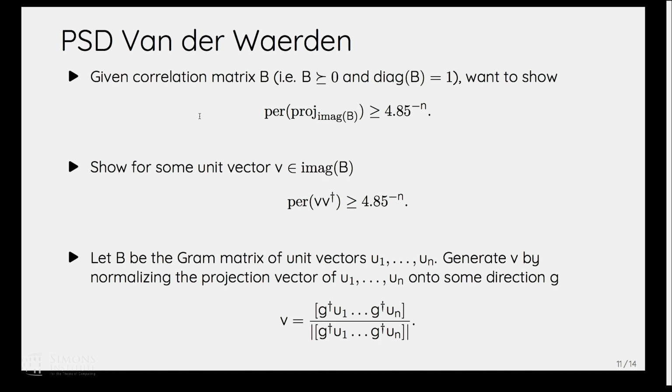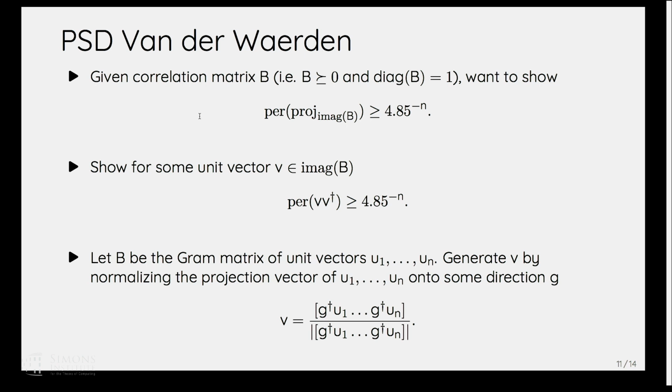Now, how are we going to generate this vector v? As I mentioned before, we can't hope to find the best v. We are going to choose it randomly. So B being a correlation matrix simply means that it's the Gram matrix of a bunch of unit vectors. So you have unit vectors u1 through un, and the entry ij of B is just the dot product of ui with uj.